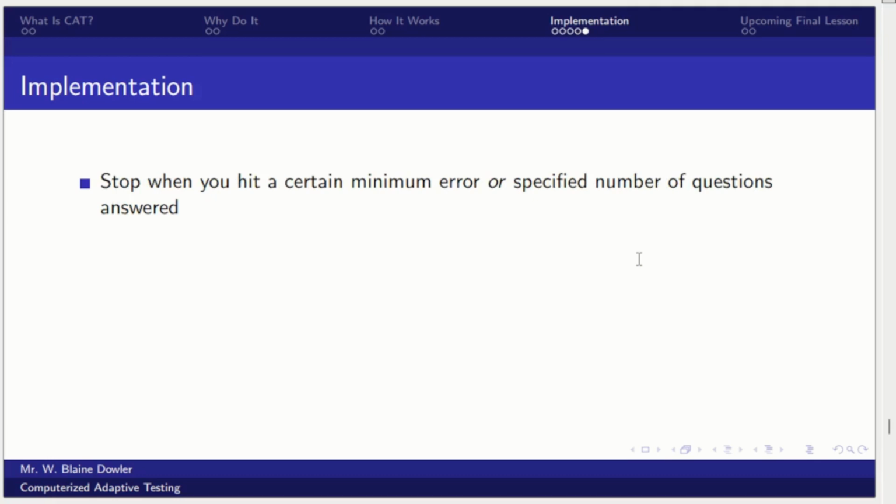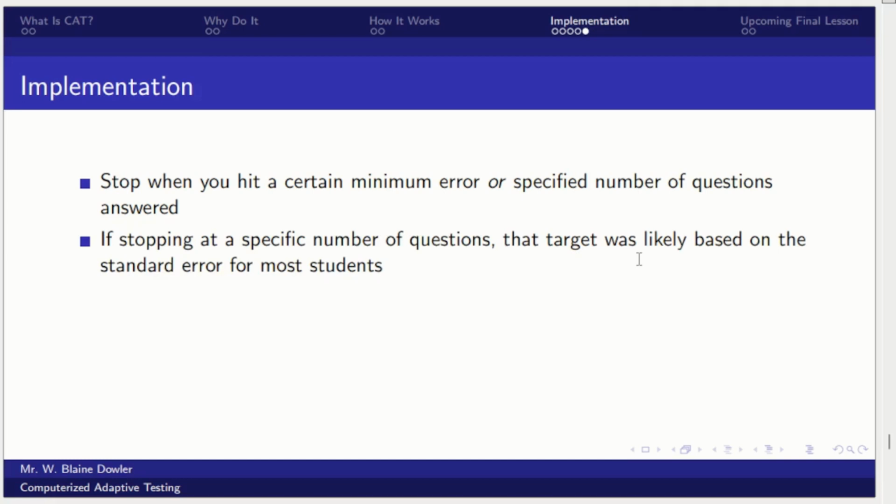So once you are moving, you can stop when you hit a certain minimum error value or a specified number of questions have been answered. If you're stopping after a specific number of questions, it's usually because that target was based on the standard error already. This is particularly true if your questions are set up with one parameter. Then you can sort of pre-compute how many questions it'll take to get to the standard error we're looking for. That standard error itself is seen here, so it's 1 over the square root of the sum of the information functions.